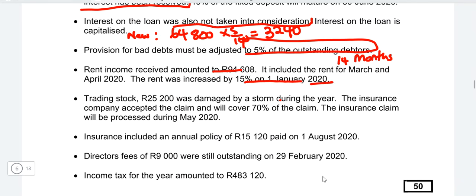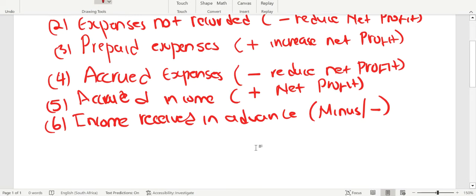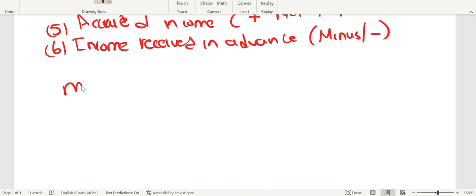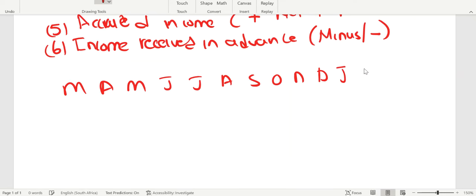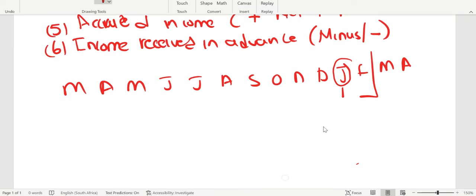When it's like this, what you can do is draw a timeline. So now I'm going to draw that timeline, and we would have March, April, May, June, July, August, September, October, November, December, January, February. This is where we are supposed to end our year. Now we have extra 2 months, which is March and April. They said our rent increased here on the 1st, which means that our rent on the 1st became 115%. So we're going to take that into consideration.